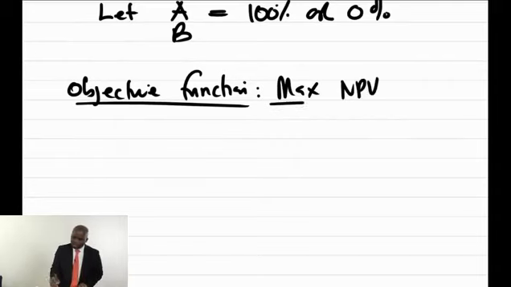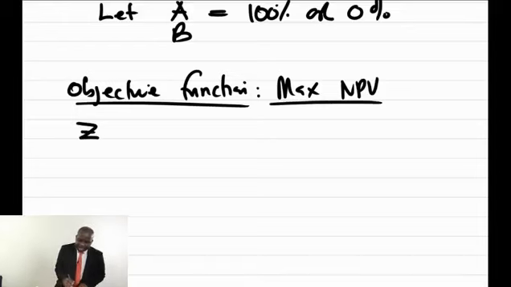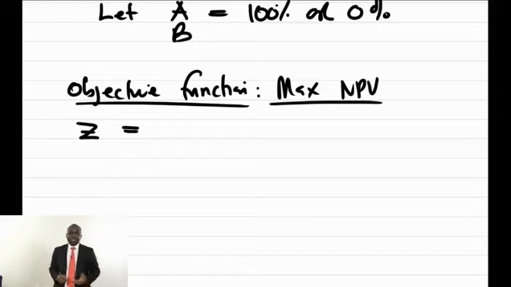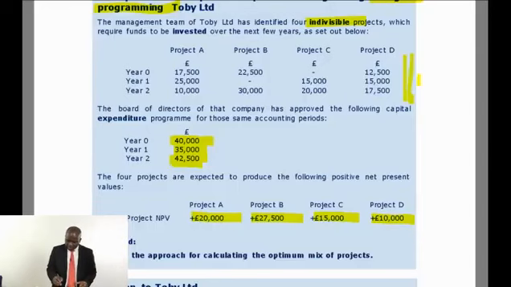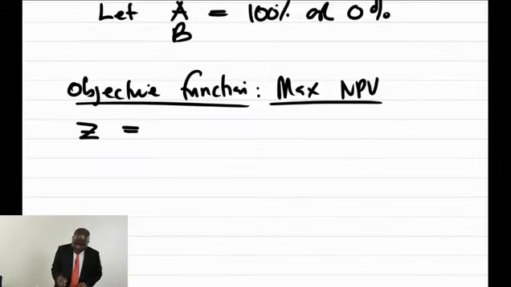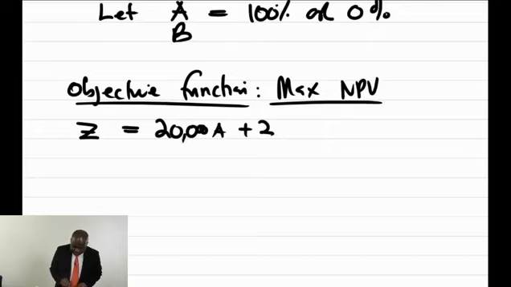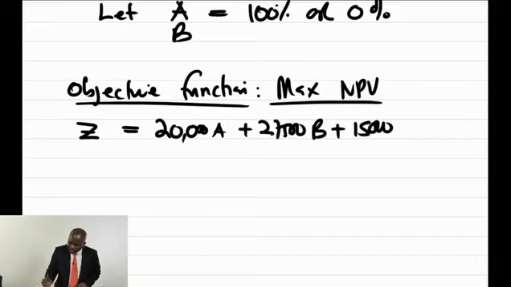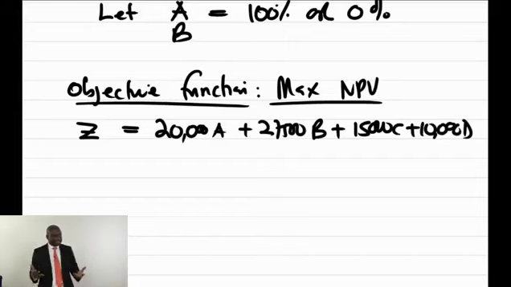So I will say if I need to maximize NPV, my Z will be NPV of A plus NPV of B plus NPV of C plus NPV of D. Okay, so 20,000, 27,500, 15,000, and 10,000. So I'm going to have 20,000A plus 27,500B plus 15,000C plus 10,000D. Okay, this is the argument.